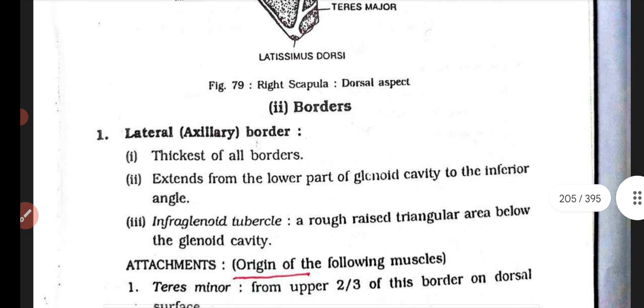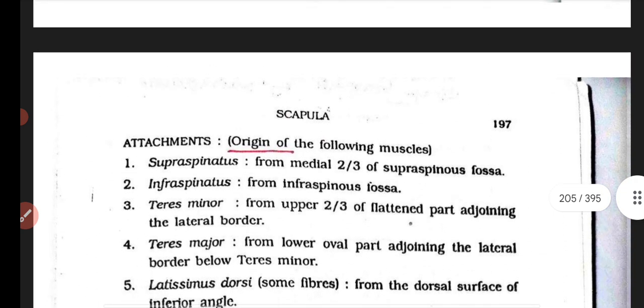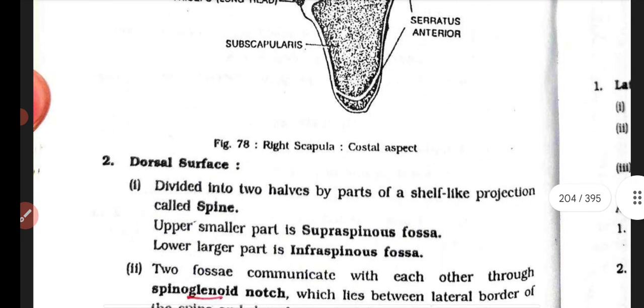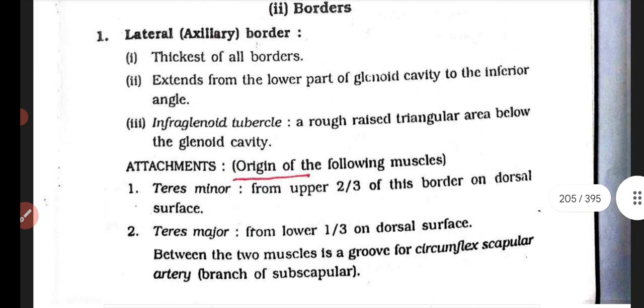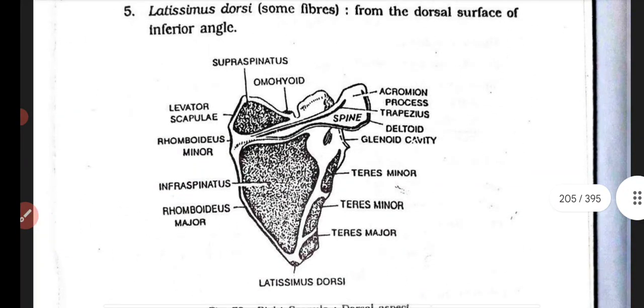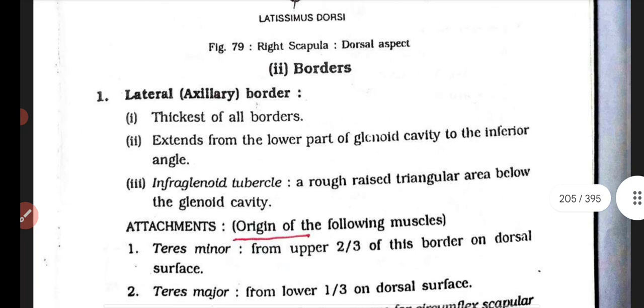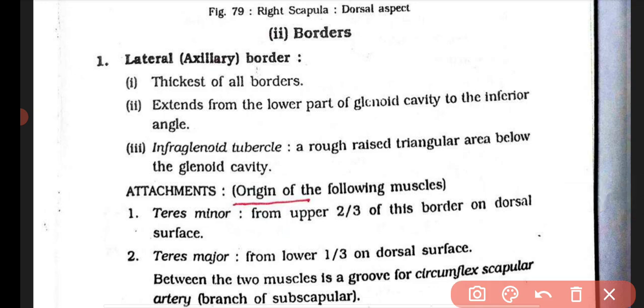Now we'll come to the borders. Read about the surfaces. Now we'll come to the borders. How many borders are there? Already told you how many borders are there. Three borders are there: lateral border, medial border, and superior border.